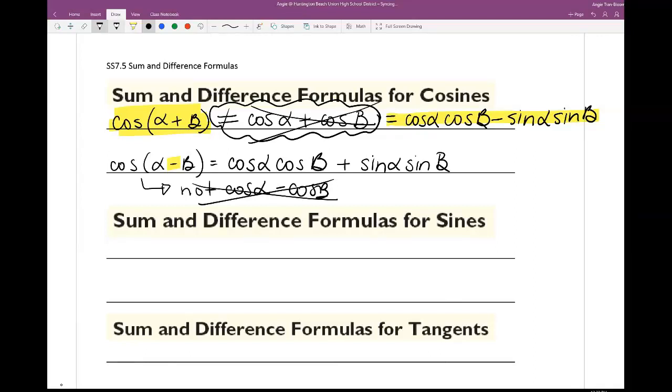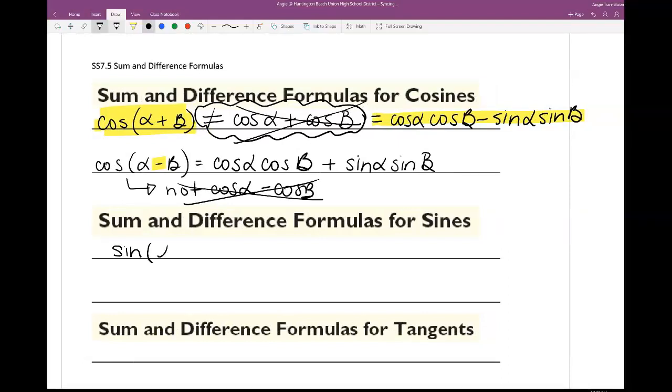Now what if you have the sum and difference formula for sines? We are going to do sine of alpha plus beta. It's slightly different from cosine. Let's do sine first. I want to do sine of alpha, and now it's not times sine of beta, it's times cosine of beta. Then this is plus cosine of alpha times sine of beta.